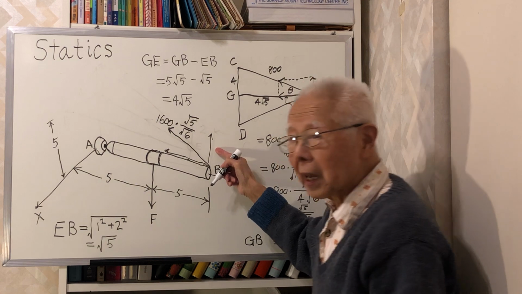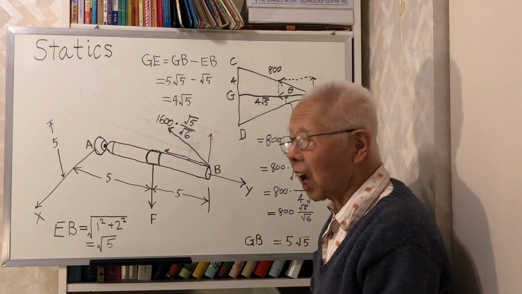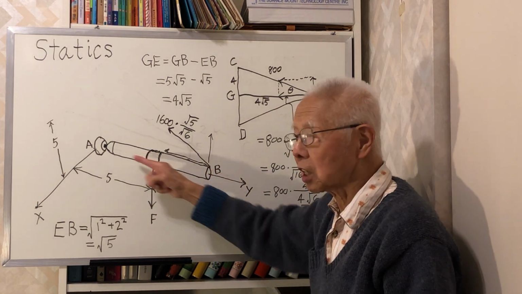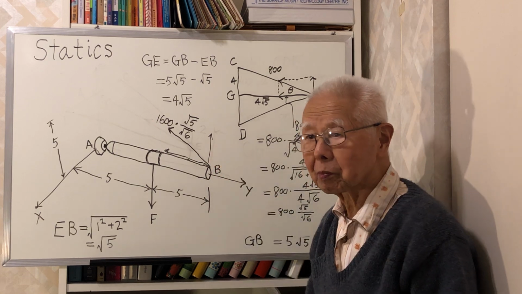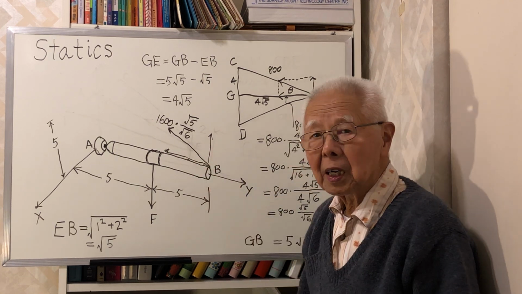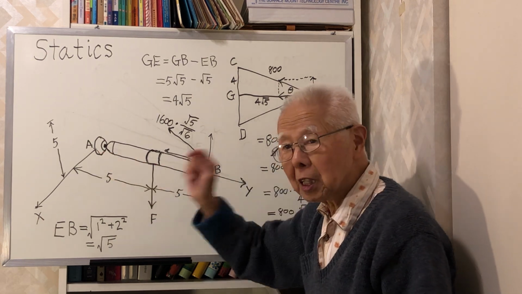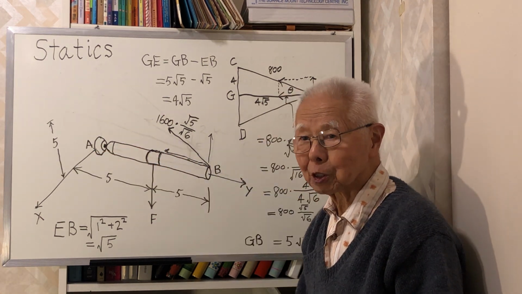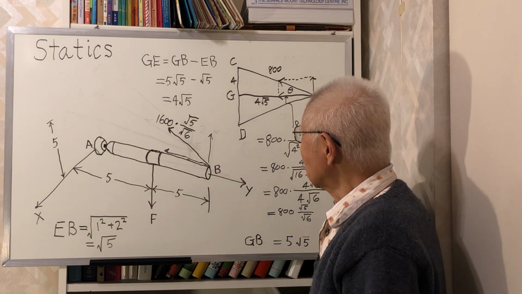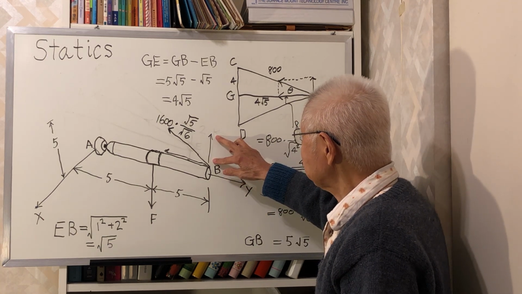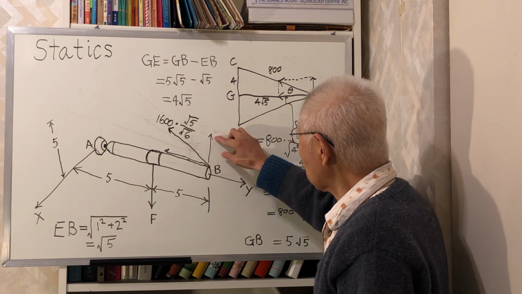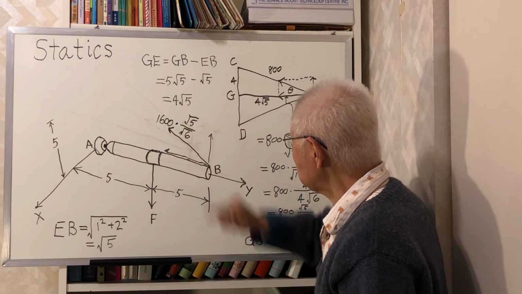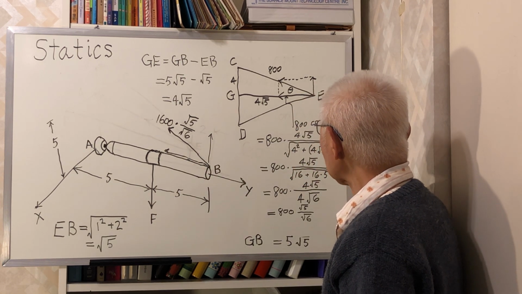This component has a moment about point A because there is a perpendicular distance. This is the perpendicular distance for this component. But this component has zero moment about point A because it passes through point A. So there is no moment. So I need to find this component. This component is this force times sine theta. So what is sine theta now?